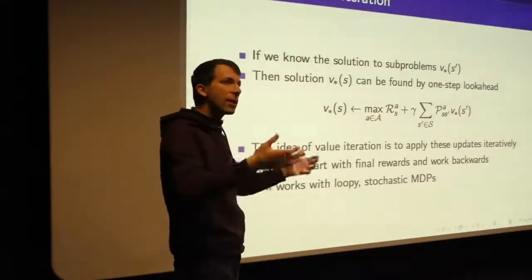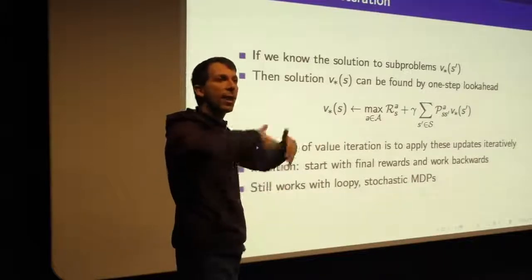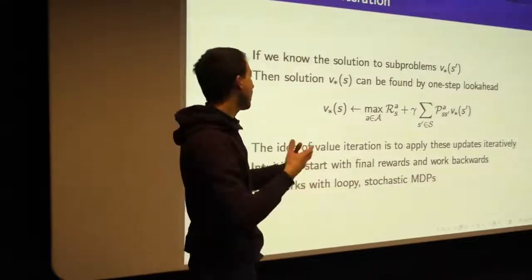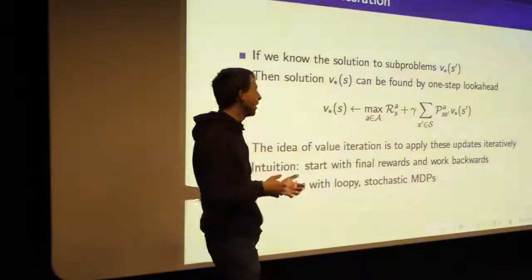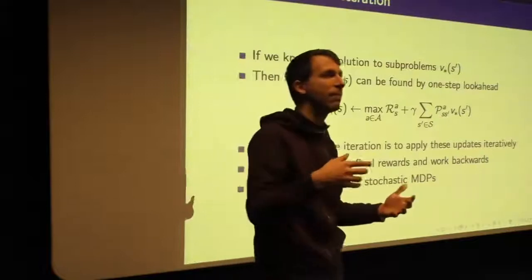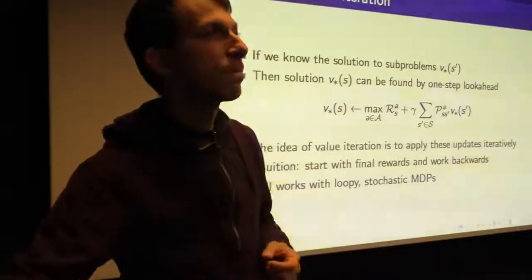Now, we're not actually going to do it by finding the goal and then working backwards. We're going to do it by just looping over our entire state space. And this is better because it still works if you've got loops in your MDPs or if you've got stochastic MDPs. We just want a general procedure, but the intuition is still there, that we work backwards through the MDP. Yeah, question?